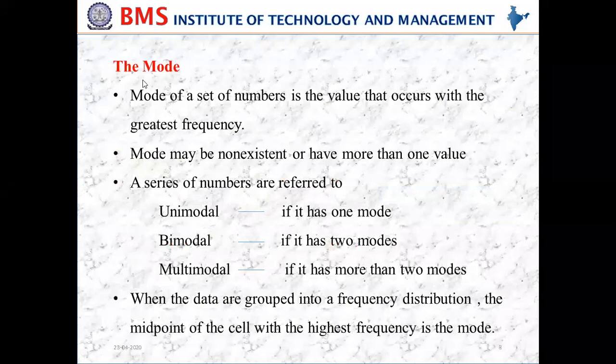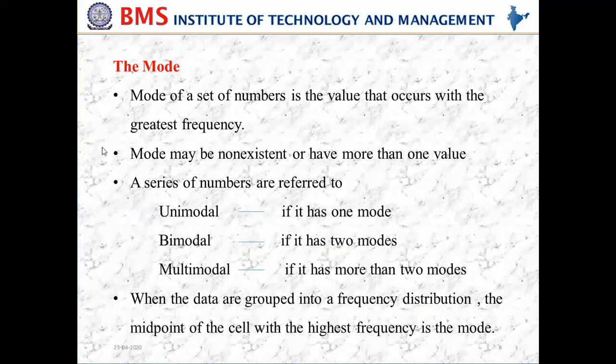So we know that the mode is the most number of occurrences. You can say it is the maximum frequency, that is called the mode. If you have a set of observations, the number which is occurring the most frequent times is called the mode. So the mode of a set of numbers is the value that occurs with the greatest frequency.